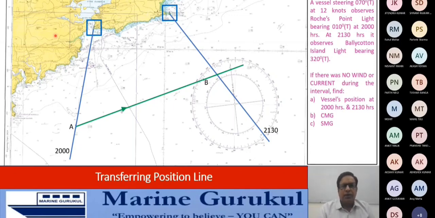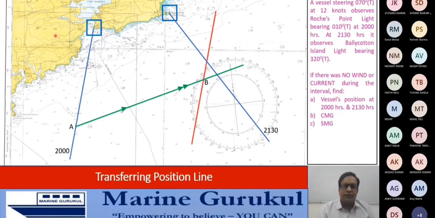Now B, we all know, would be the DR position of the vessel. But in this particular case, since there is no wind, no current, this also happens to be the CMG line. So you can see two vectors coming up on this line. So this is the CTS as well as the CMG line. And distance AB is the engine distance and also becomes the distance made good in 1.5 hours. So because vector AB is the CMG line and distance AB is the distance made good, point A is transferred to point B. So through B, we transfer the first PL.